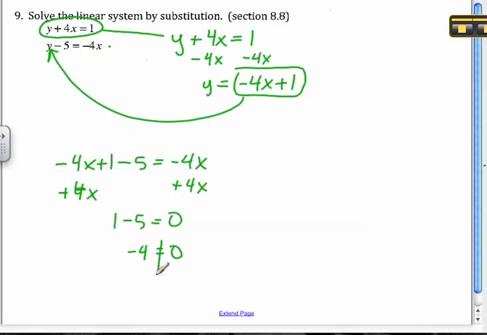That's not true. That's right, it's not true. And that means that there are no solutions to this system. That means that if I were to graph these two lines, they would be parallel to each other. They'd never cross. That's why I didn't get a true statement about where these two lines cross.